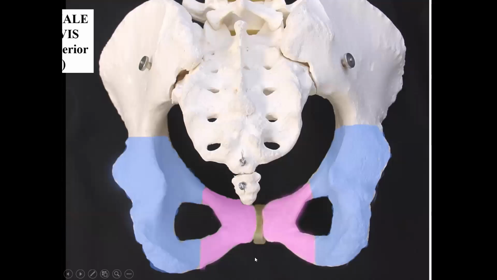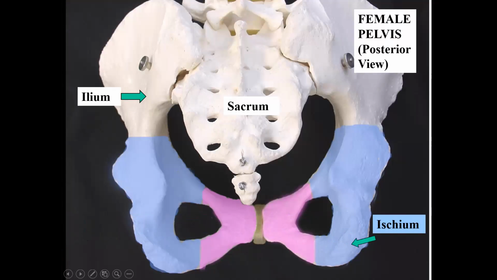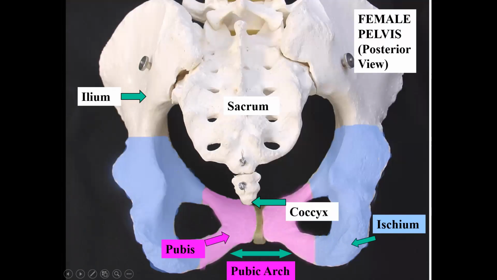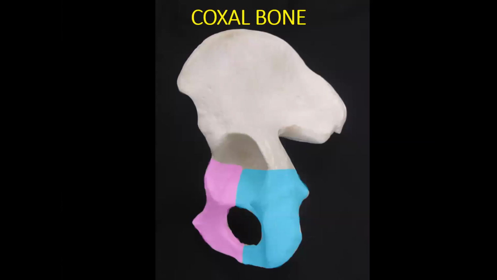Okay, looking at the posterior surface here, we can see the sacrum and sacroiliac joint and the coccyx. Sacrum, ilium, ischium, pubis. Again, the pubic arch, the coccyx, the iliac crest up at the edge of the ilium, the spine of the ischium. Over here, we get a much better view of both the obturator foramen and the acetabulum, iliac crest.